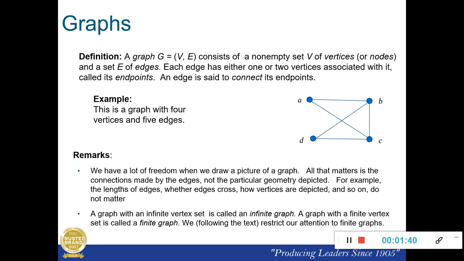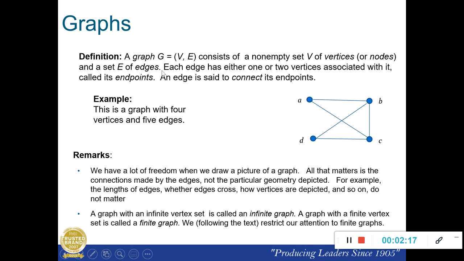So, a definition: what is a graph? It's not the graph you mean when you say chart or whatever, a normal graph that you can make. This is a graph of connected vertices, using lines or edges. The definition of a graph: graph G is equal to a set of vertices and edges, consisting of a non-empty set V of vertices or nodes and a set E of edges.